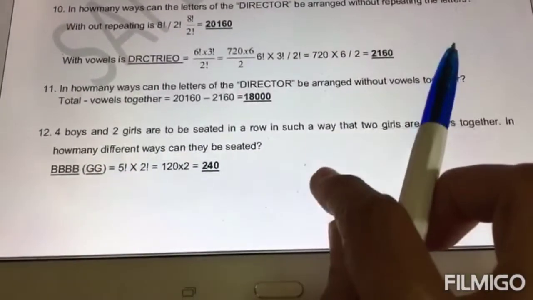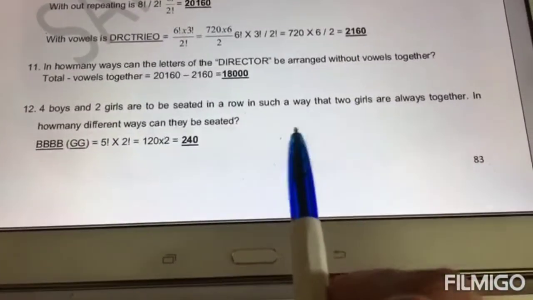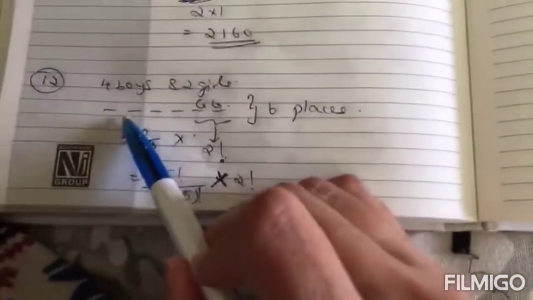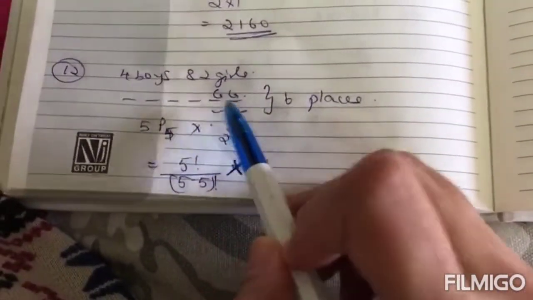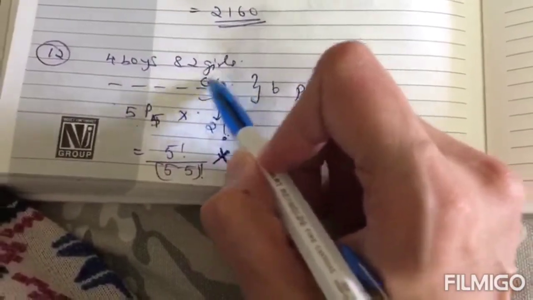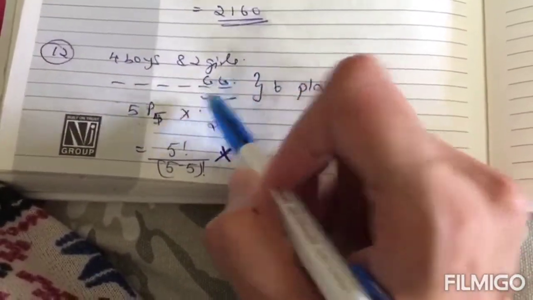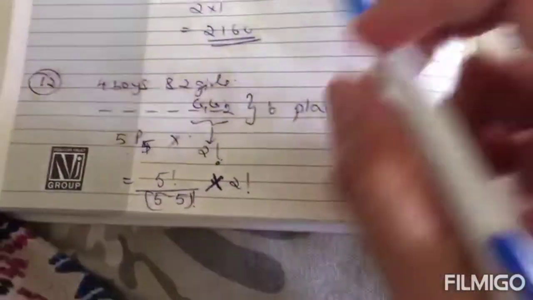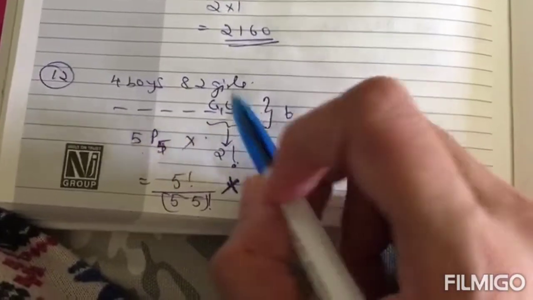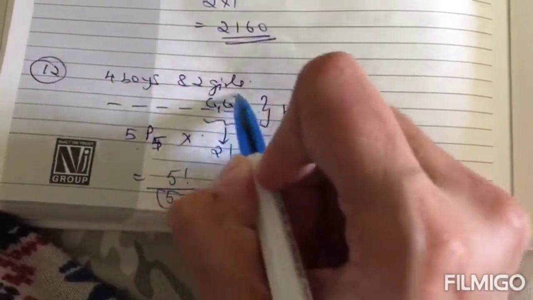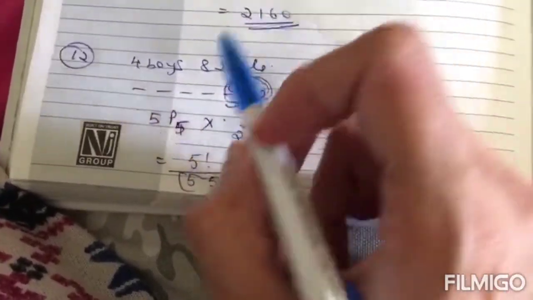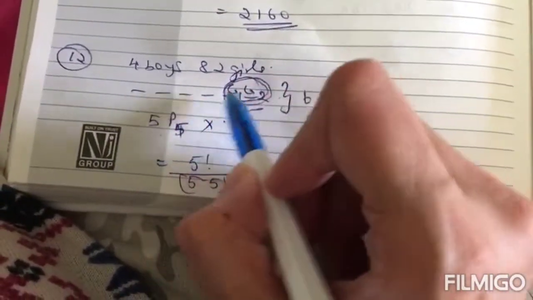4 boys and 2 girls are to be seated in a row in such a way that the 2 girls are always together. In how many different ways can they be seated? So there are 6 places, right? 1, 2, 3, 4, 5, 6. Let us say that there are 2 girls, girl 1 and girl 2. All right. So they always have to be together. It is like the vowels together question. So let us treat this as one person. So how many persons are there? 1, 2, 3, 4, 5.